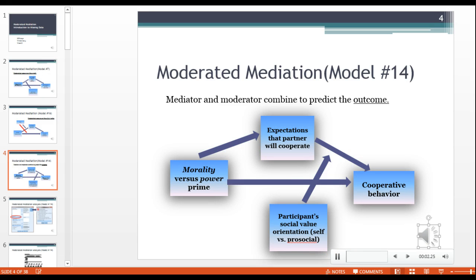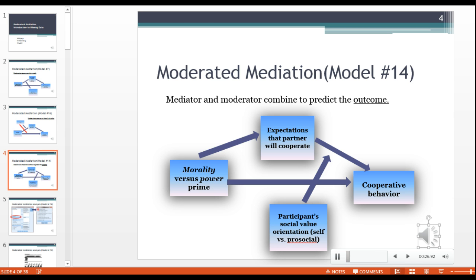For our final example, we are going to analyze a moderated mediation, that is model number 14 in the Hayes templates. In this particular one, the mediator and the moderator are combining or interacting to predict the DV. So we have an interaction or a moderation on the B path.